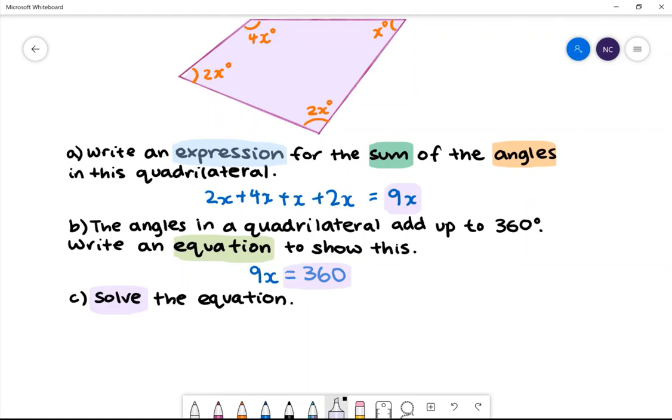C, solve the equation. We want to solve the equation 9x is equal to 360 degrees. To do this, we need to move the 9 away. At the moment, we have 9 multiplied by x. The opposite operation of multiplication is division, so we need to divide both sides by 9. We'll have x is equal to 360 degrees divided by 9. This will give us x is equal to 40 degrees.